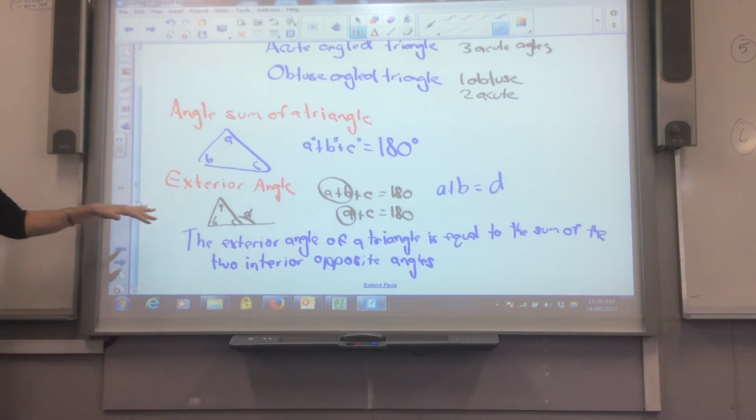Okay, does everyone understand that final rule? Alright, that's all our theory for today. So we've got different types of triangles, we've got our angle sum, and we've got the exterior angle. So let's look at a couple of really quick examples.